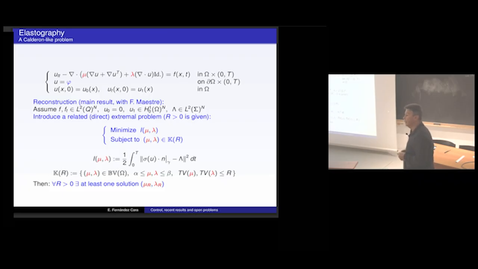Yes? What do you mean by total variation? Is it the gradient of the...? Essentially, it's the L1 norm of the gradient. It is a little more general than this, but essentially, to get an idea, you have mu, you have lambda, you take the gradient of mu and lambda, and you measure the norm in L1 of this. More or less it is.